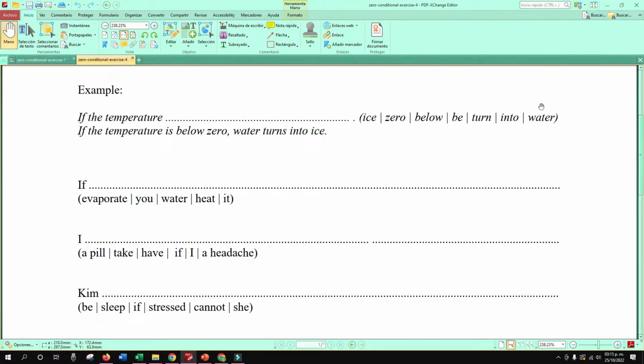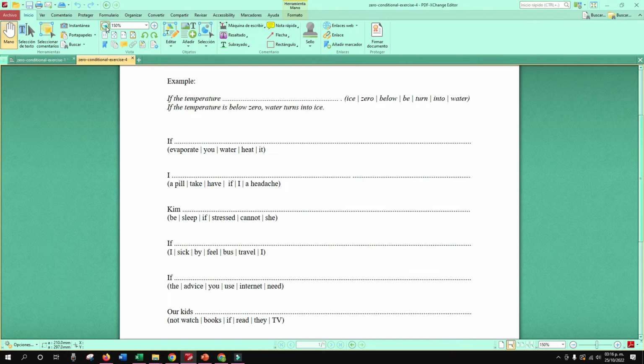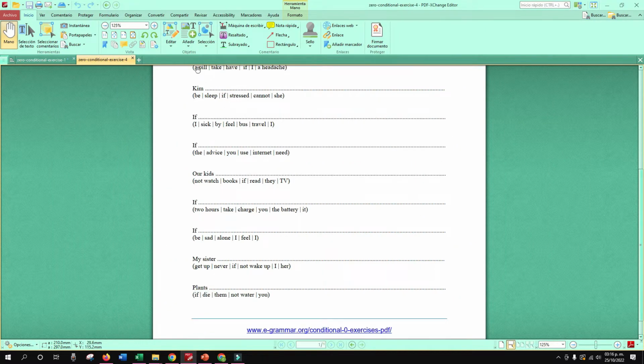Entonces, ¿qué hicimos? Utilizar las palabras que tenemos entre paréntesis para completar la if clause y luego escribir el resultado, the main clause. Esto es lo que van a hacer, jóvenes. ¿Ok? So, let me assign sentences.